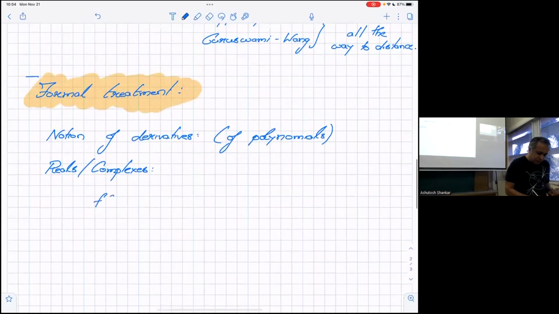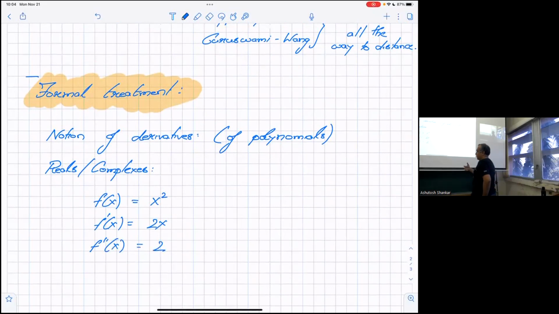So suppose f of x was equal to x squared. What's its zero order derivative? Of course, that's f itself. The first order derivative will be 2x. The second order derivative will be 2. And subsequent derivatives will all be 0. This is how the usual notion of derivatives works for this example.